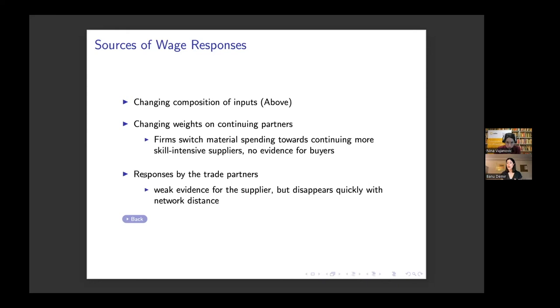And what about responses by trade partners? So this is related to Marty's question. So we look at the average wages of continuing suppliers, first degree, second degree, and third degree. We find some weak evidence on the existing suppliers, but it looks like the effect disappears pretty quickly with the network distance. So it's already very close to zero when it comes to the second degree suppliers, and it disappears completely in the third degree.